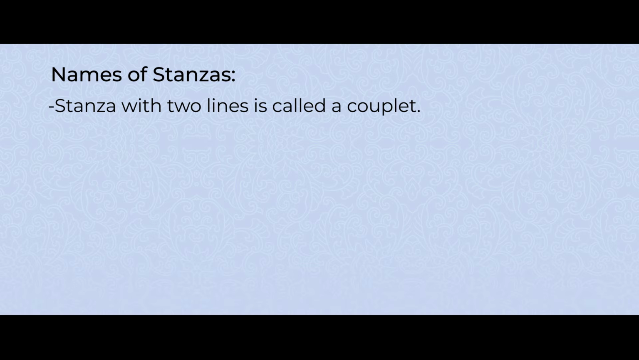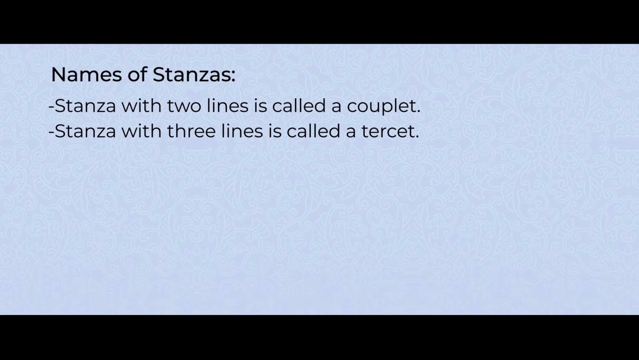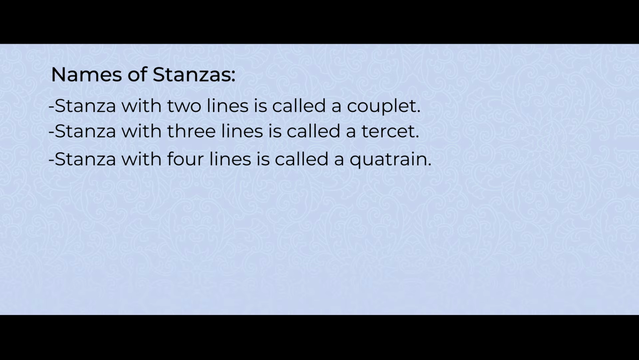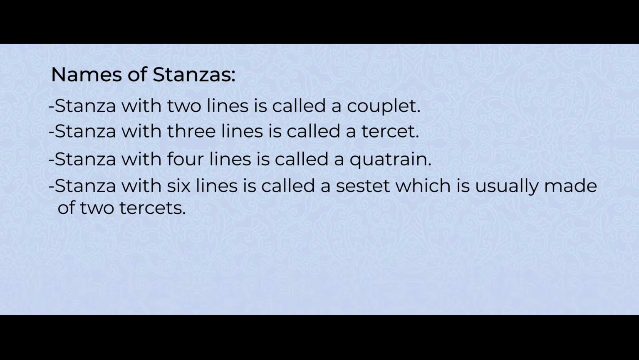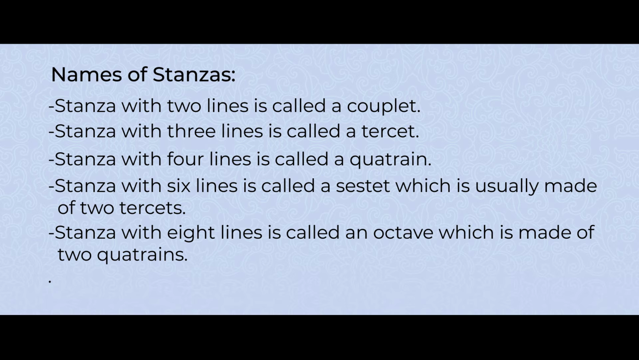Let us familiarize ourselves with few names of stanzas used in a sonnet. A stanza with 2 lines is called a couplet. Stanza with 3 lines is called a tercet. Stanza with 4 lines is called a quatrain. A stanza with 6 lines is called a sestet, which is usually made of 2 tercets, and a stanza with 8 lines is called an octave made of 2 quatrains.